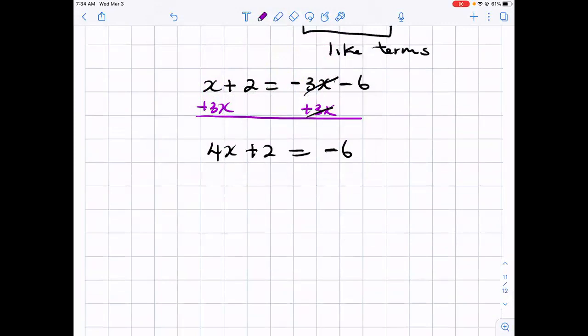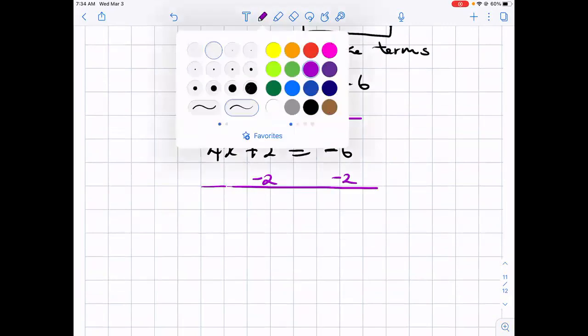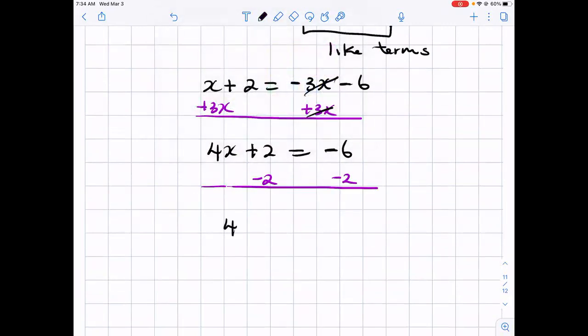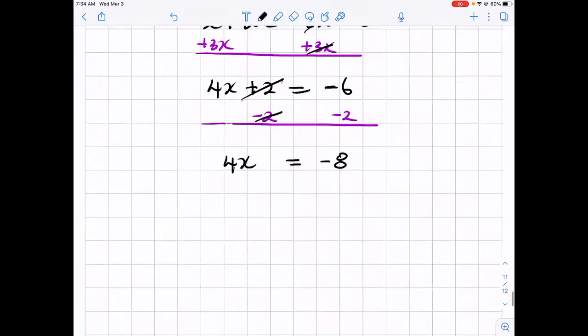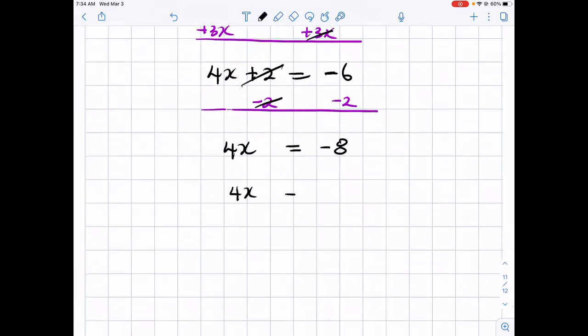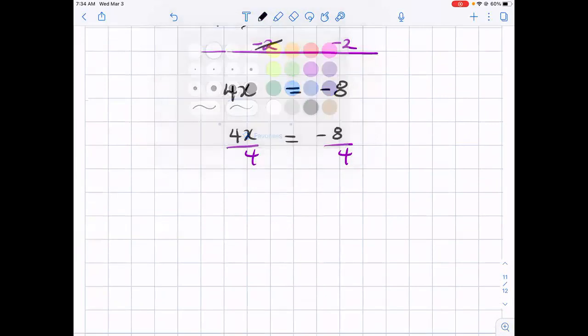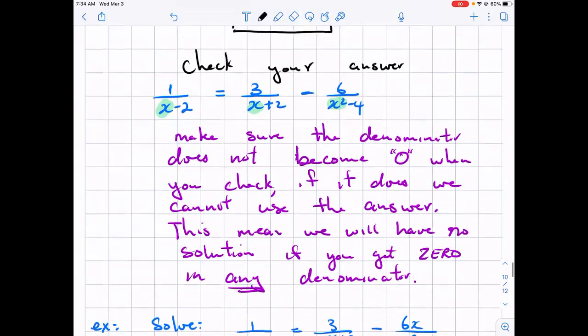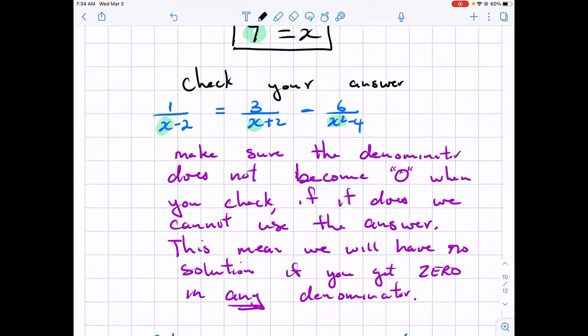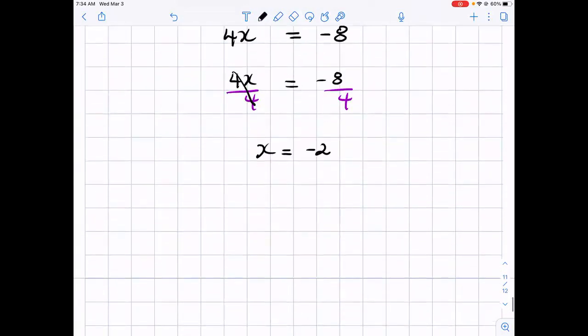And then we subtract 2 on both sides. And if I do this, that will leave me with 4x. The plus 2 and the minus 2 becomes 0, and that is equal to minus 8. And then finally, if I want to find x, I would divide both sides by 4. And if I do this, we have 1x is equal to negative 2. But as I said before, make sure to check your answer. So let's check.